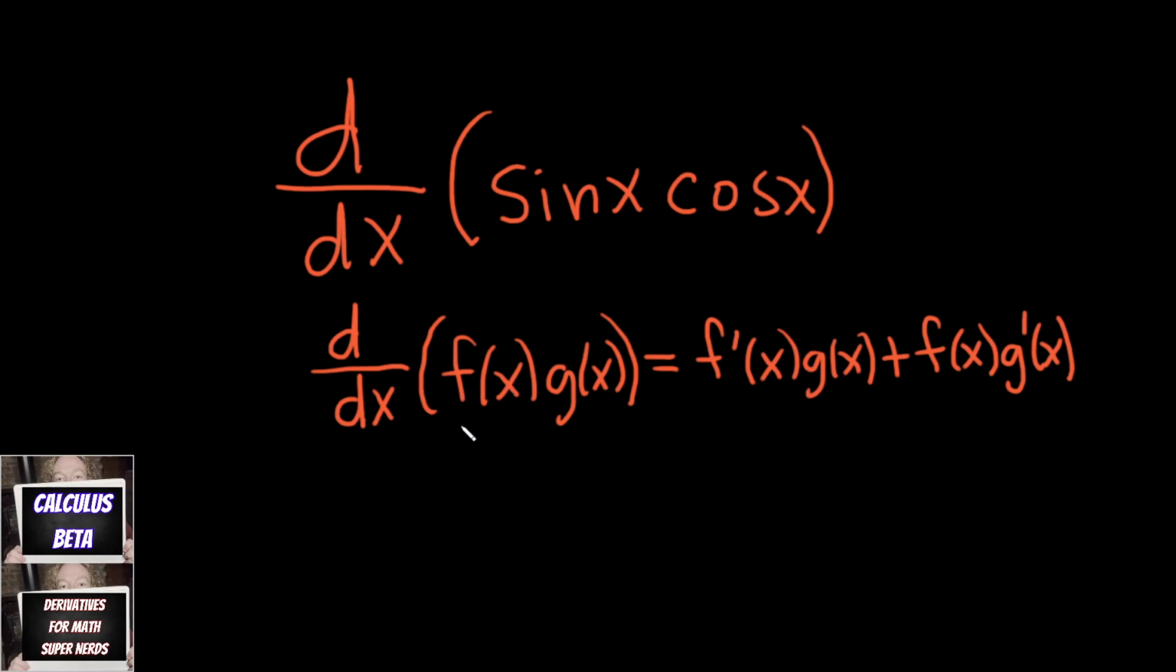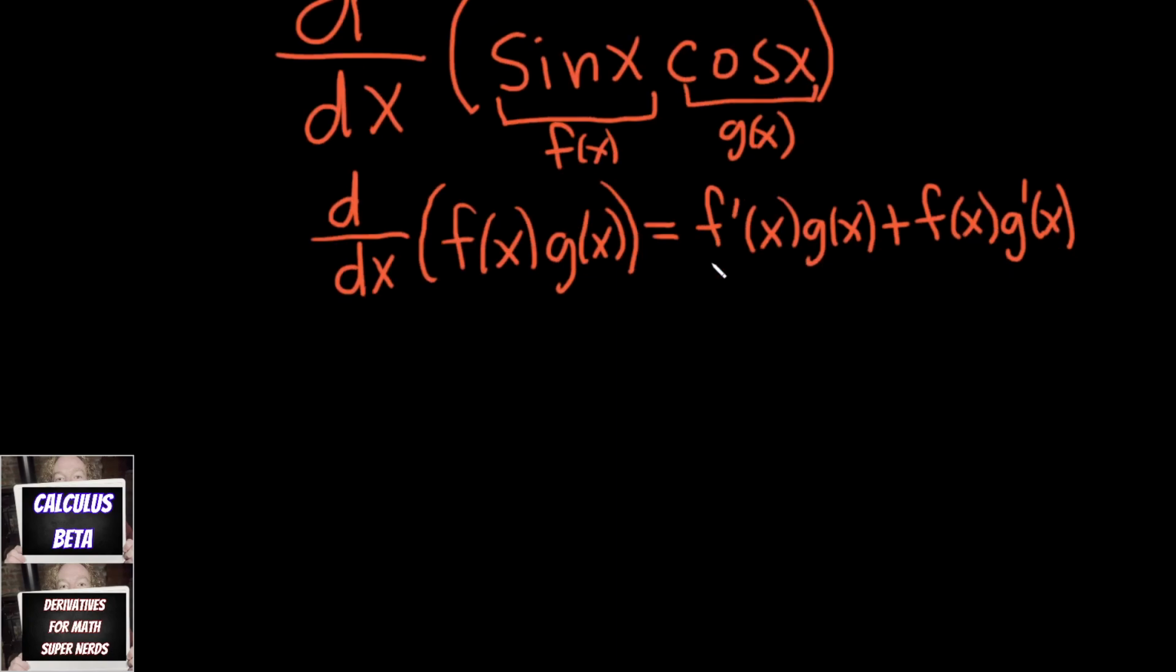All right, so let's apply it here to this problem. So this is going to be our f of x, sine x in this problem, and our g of x is going to be cosine x, okay? So let's go ahead and switch colors here. I'm going to use yellow. Hopefully you can see that a little bit better. So we have d dx of sine x times cosine x.